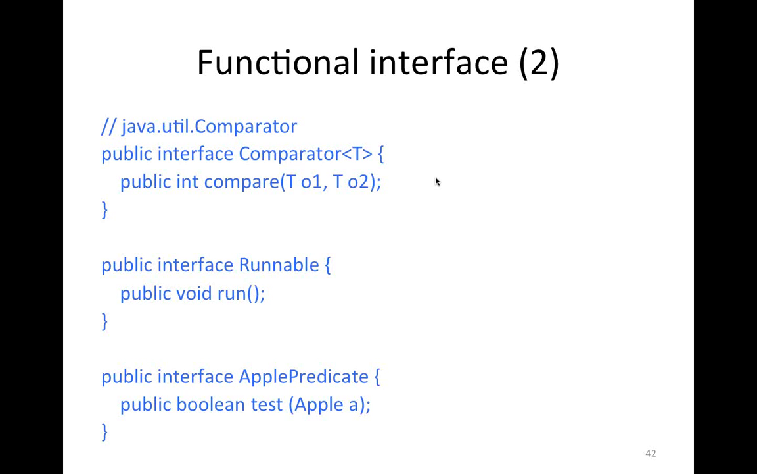The Runnable interface is also an example of a functional interface because it only defines a method run which returns void. The ApplePredicate interface, which we described earlier, turns out that was also a functional interface because it only defines a method called test. It doesn't define two of them, but only a single one. And that's what makes it a functional interface.